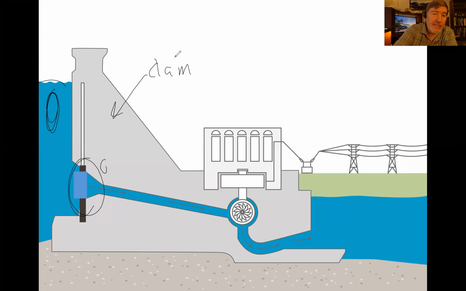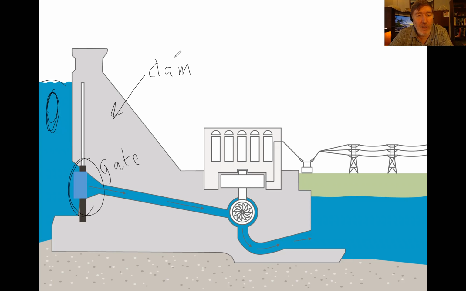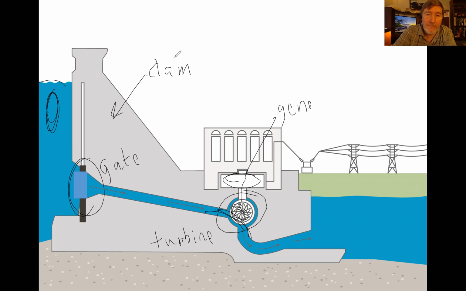This right here is the gate where we can open and close the gate depending on how much water we want to be flowing through here. This right here is the turbine. Basically it's just a fan. Think of it as a great big fan. So as the water flows through here, it rotates the fan. The fan is hooked up to a generator. Or instead of calling it a fan, I really should call it a turbine. That's the official word for it, but you can think of it as just a fan. So when the turbine turns, that makes the generator turn, that creates electricity, and out comes the electricity.